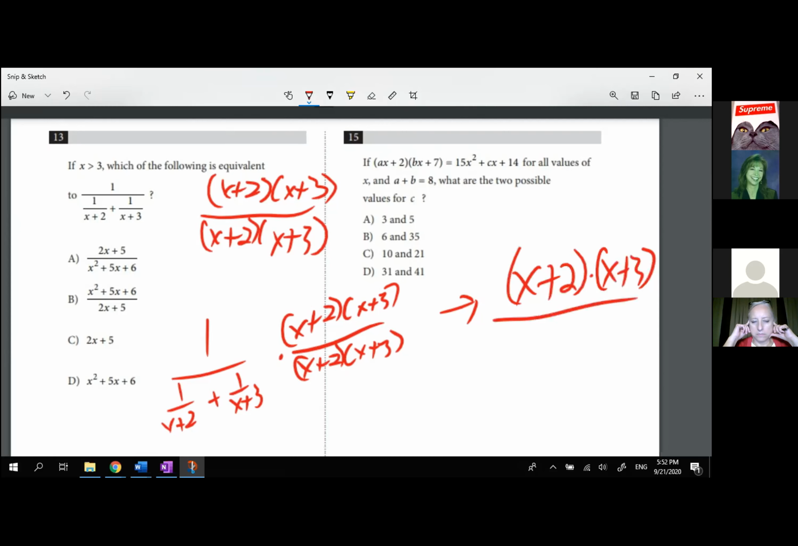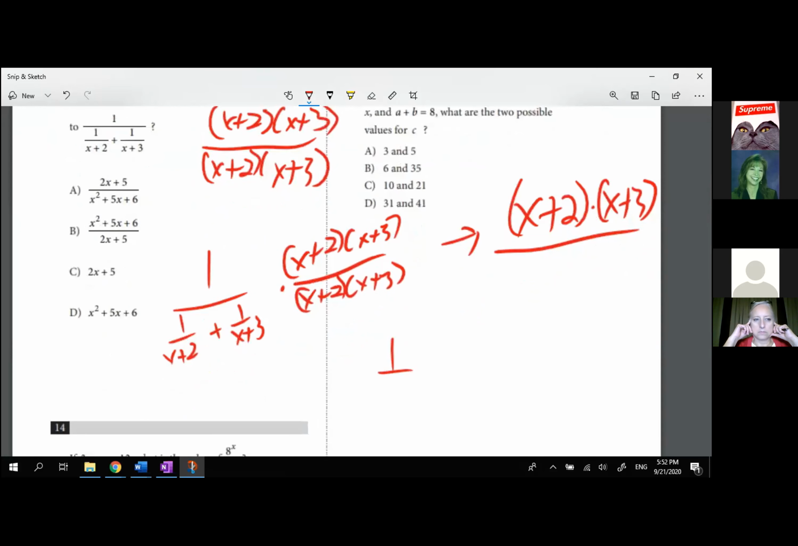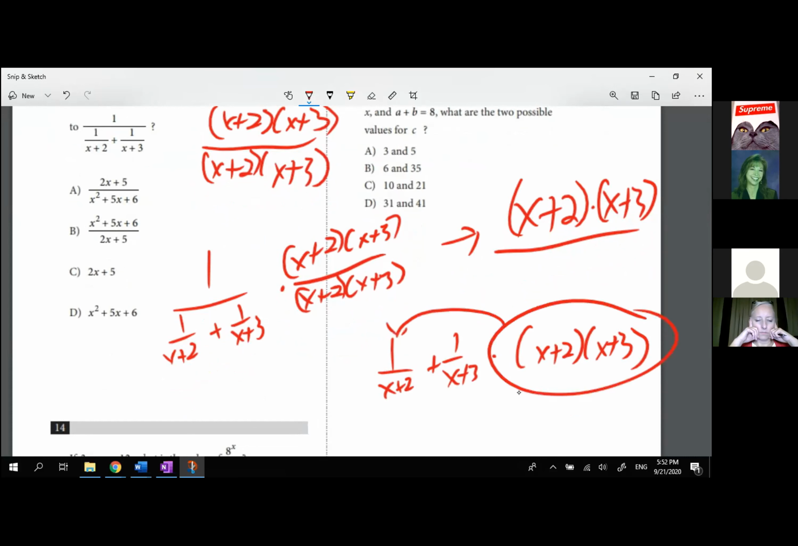But the bottom, the fact that we have 1 over x plus 2 multiplied by x plus 2 times x plus 3, that makes it a bit more difficult. So we have to distribute here. 1 over x plus 2 plus 1 over x plus 3 multiplied by x plus 2 times x plus 3. What we do here is you can go ahead and put these both on top of each one. So that one's going to go there, and that one's going to go there.